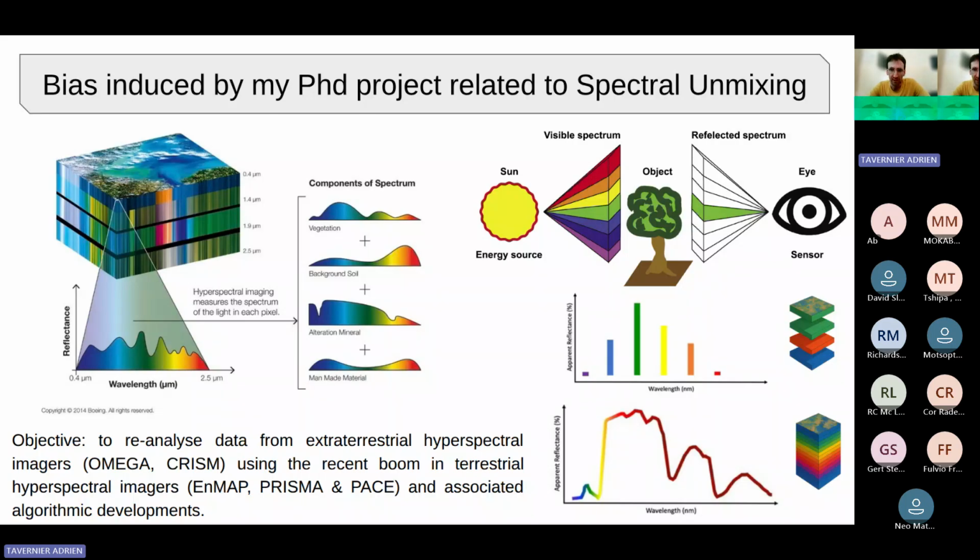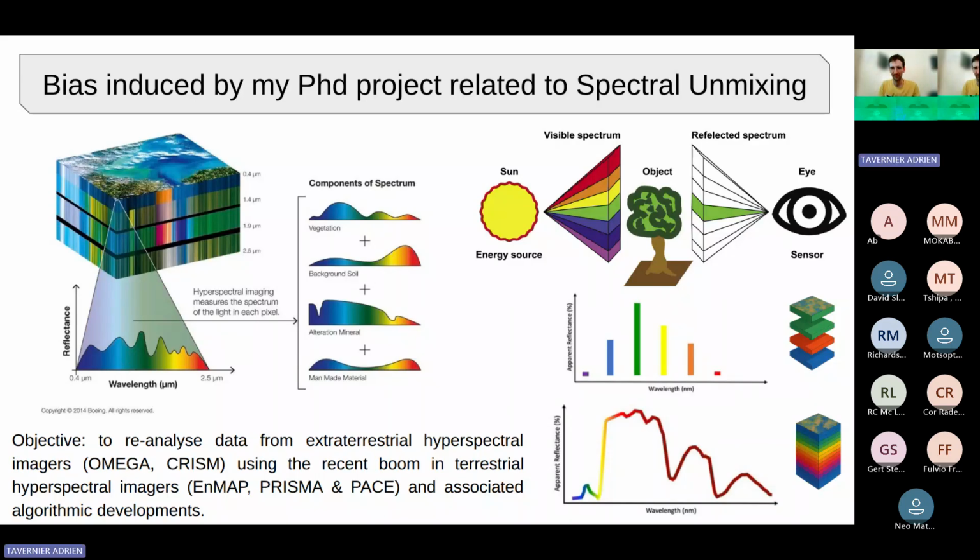It's quite recent. It started in the 2020s. You have 3 missions currently, EnMAP, PRISMA, and PACE, that are observing Earth with hyperspectral data. The aim is to use this kind of observation and the new algorithmic developments from these missions to do the reanalysis of extraterrestrial data, mainly on Mars, with the instruments OMEGA and CRISM that were launched in the years 2000, in order to detect new materials with new technology and with the help of Earth. Because on Earth, we can also use in situ data to confirm what we are seeing with remote sensing.